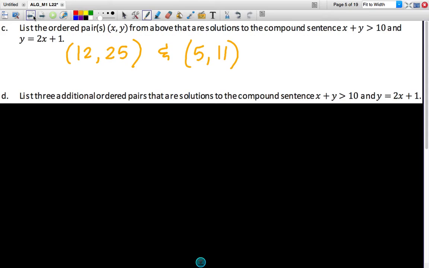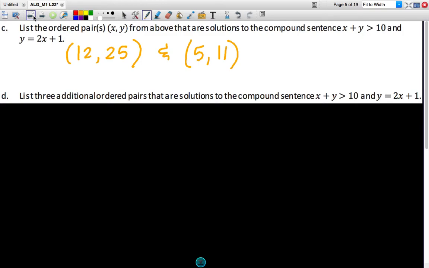Part D. List 3 additional ordered pairs that are solutions to the compound sentence. So again, they're asking us to find additional ordered pairs that are solutions to not just the equation and not just the inequality, but that are true for both of them.